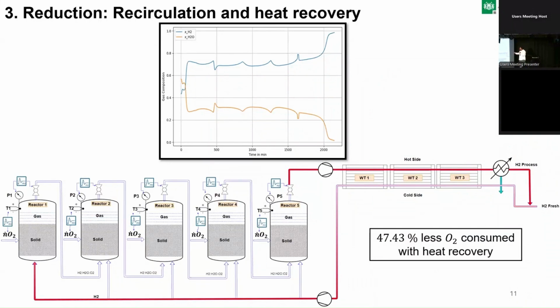And with this heat recovery, we were able to reduce about 47% of the oxygen needed for the process, and this is actually a lot. If we translate this to hydrogen consumption, it is about 14%. Yeah, this is a lot.